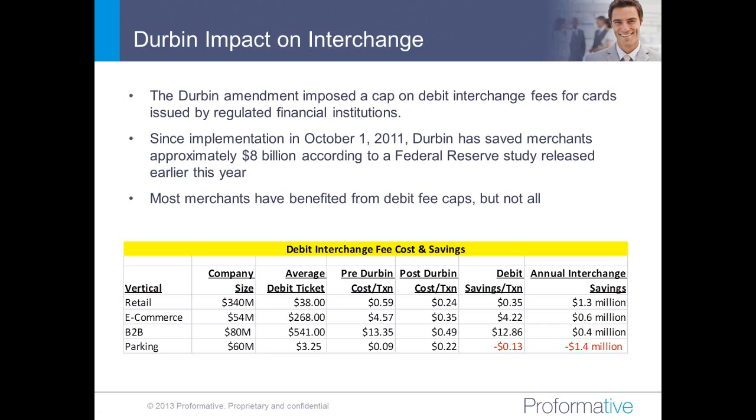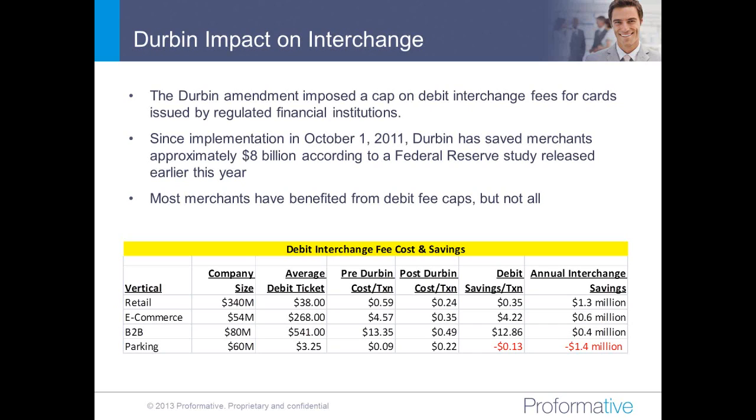And the reason for that is the Durbin Amendment says that the card networks have to come out with interchange rates with a cap of 5 basis points and 22 cents. So they imposed a cap. Well, what did all the issuers and the card networks do? They came out with interchange categories exactly at that cap, 5 basis points and 22 cents.